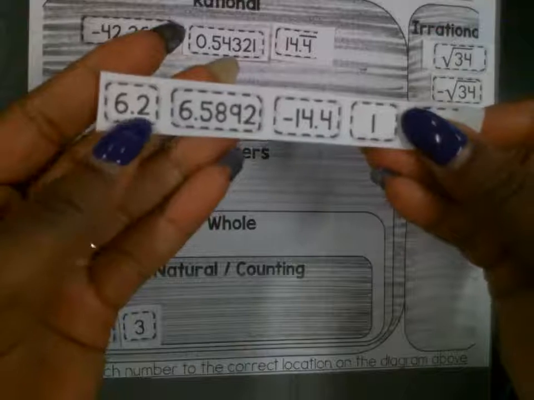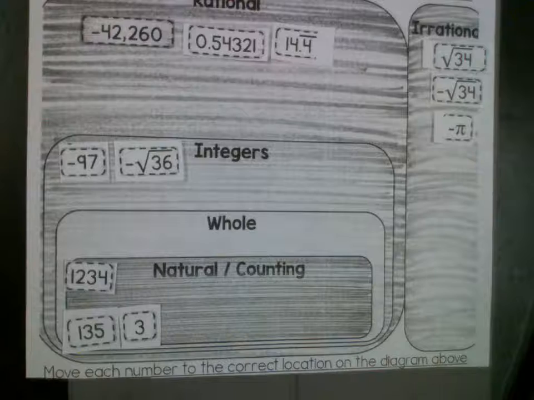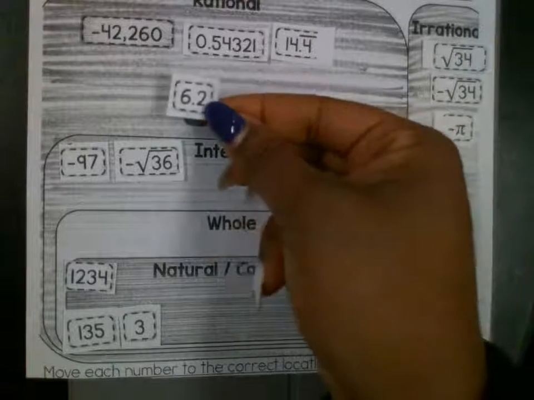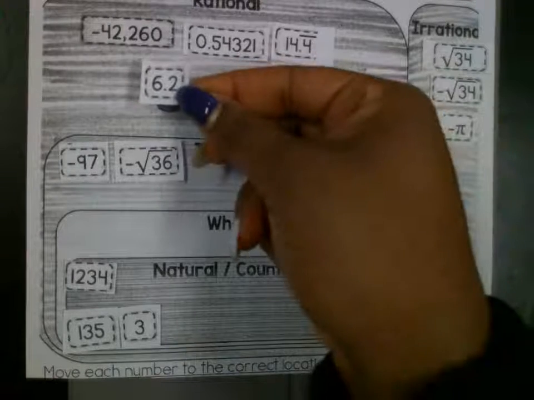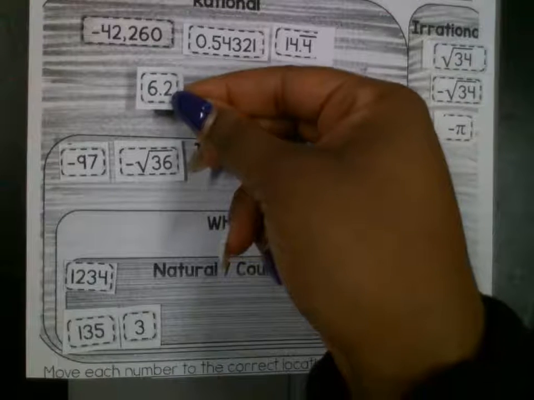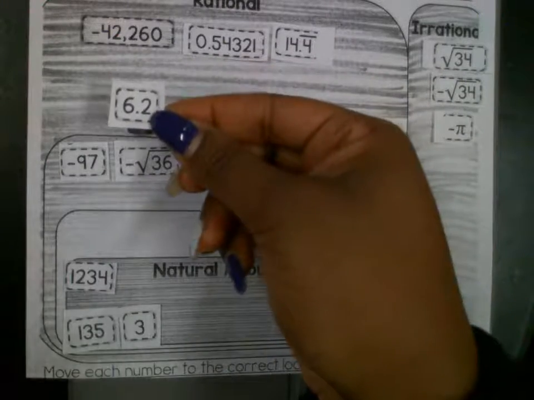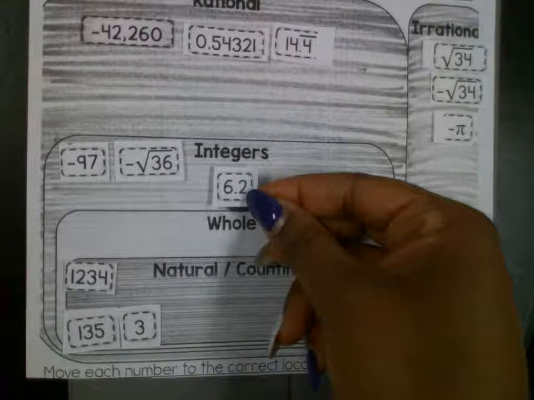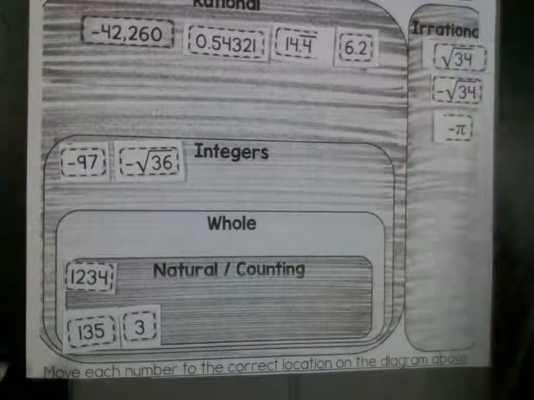The next number is 6.2. Is that rational or is that irrational? It's rational, okay? It doesn't have those dots at the end of the decimal. So this is a terminating decimal. It actually stops. Is it an integer? No, because it has a decimal attached, so it's not an integer. So it's real and rational only.